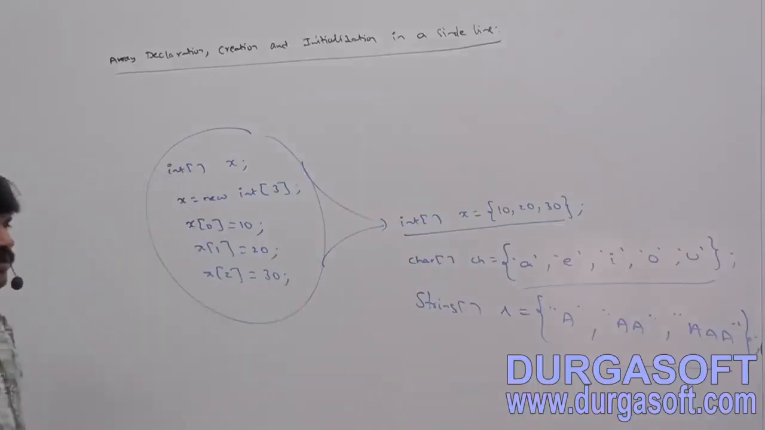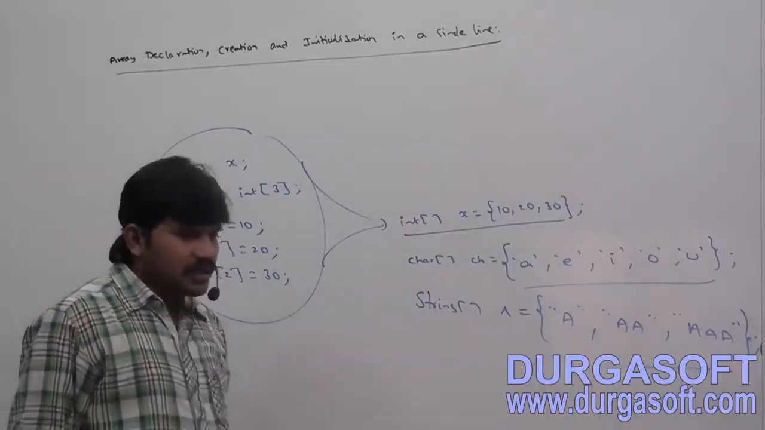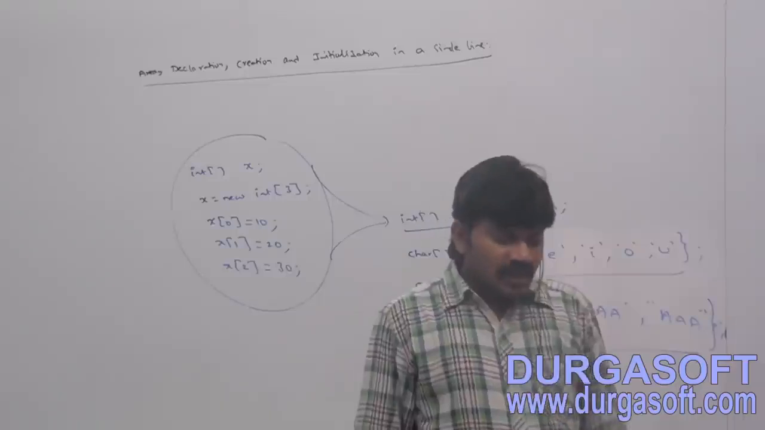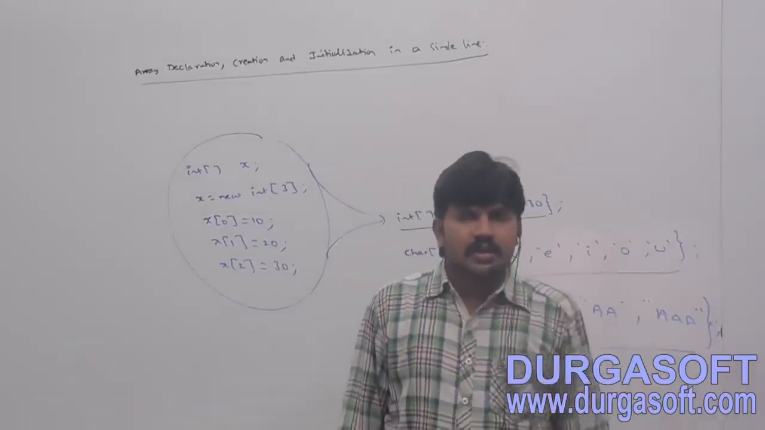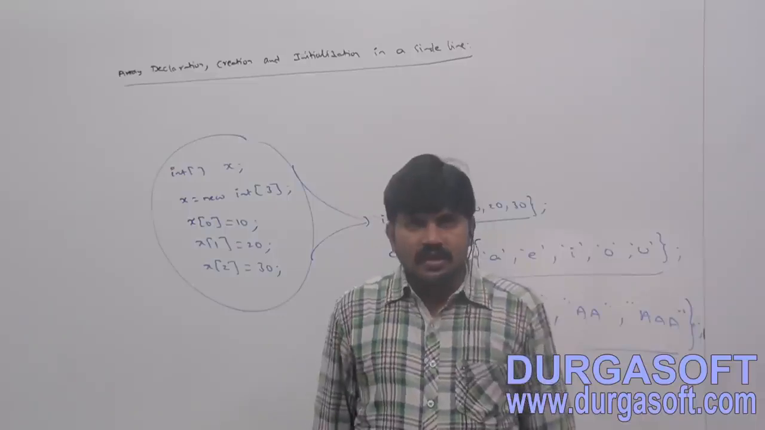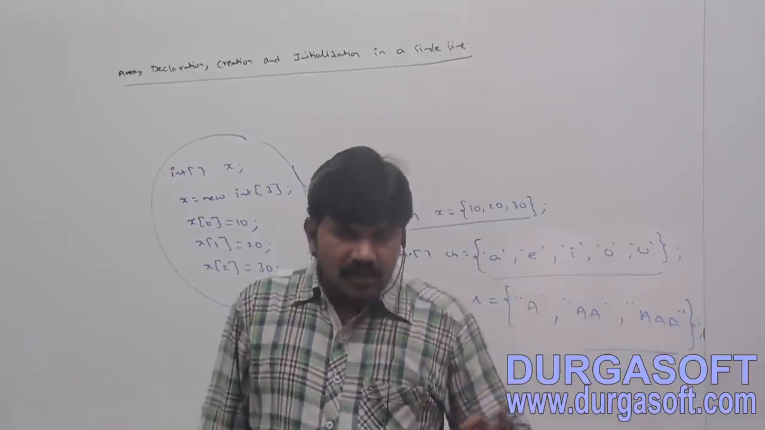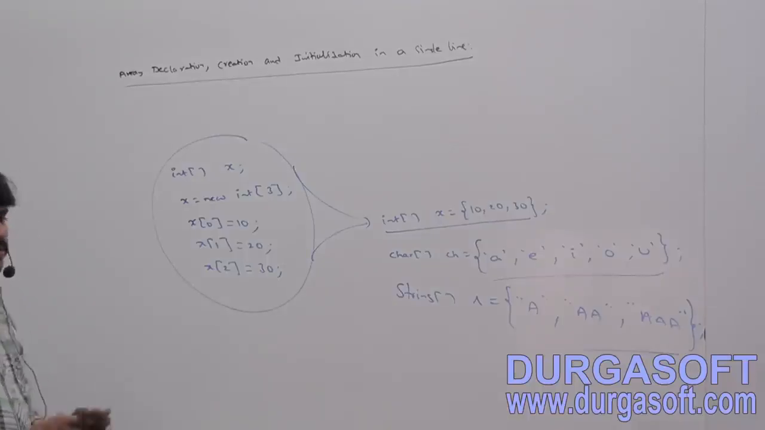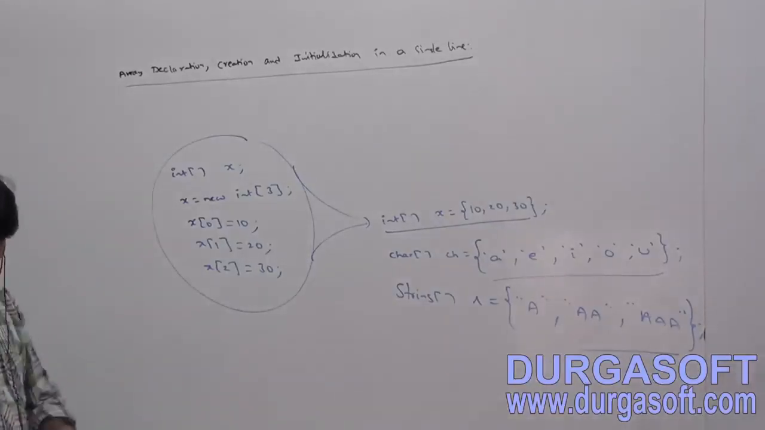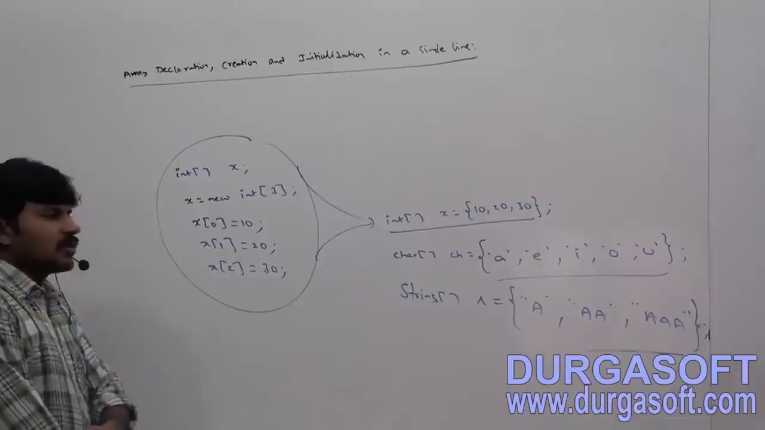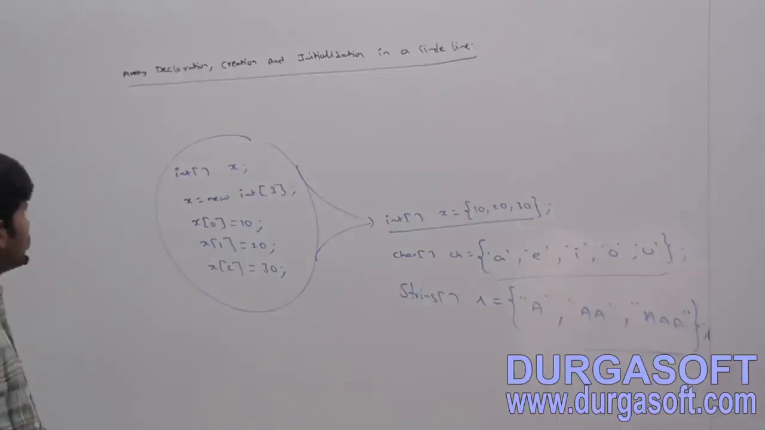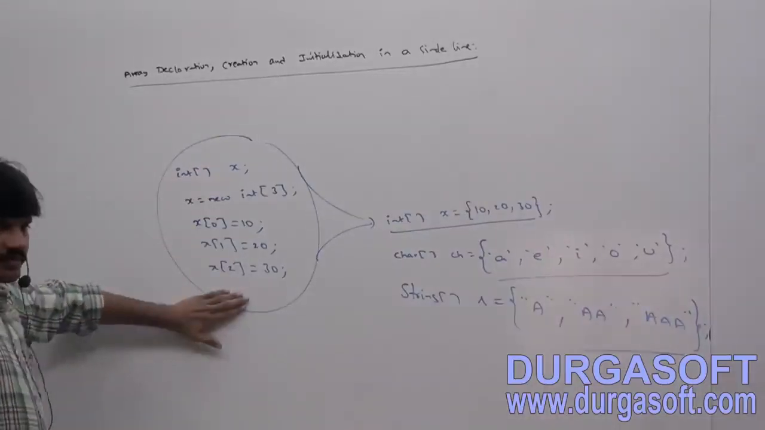At this point, we can declare, create, and initialize an array in a single line, within brackets, as a shortcut representation. Take this point well.